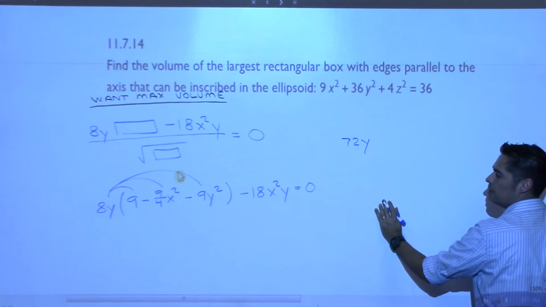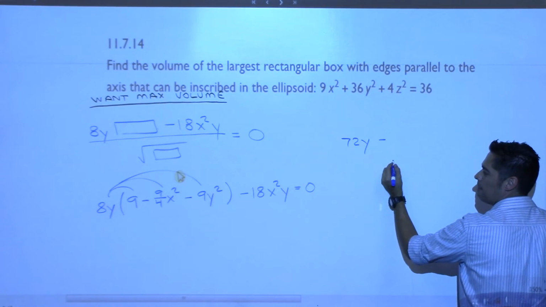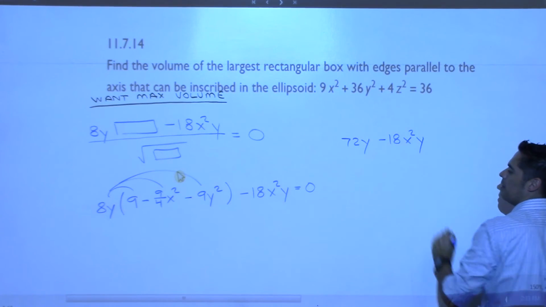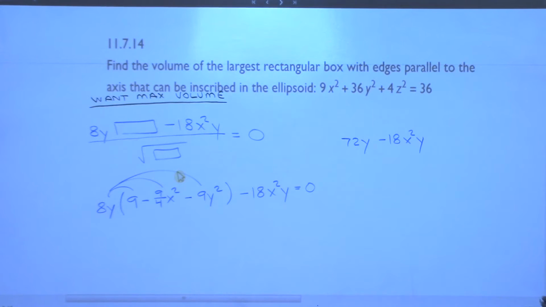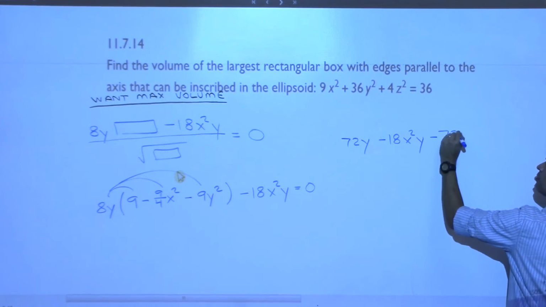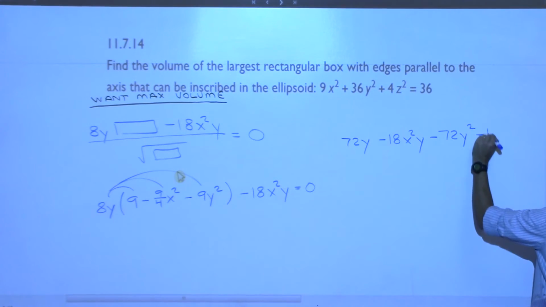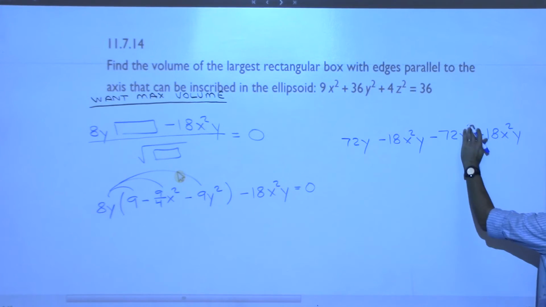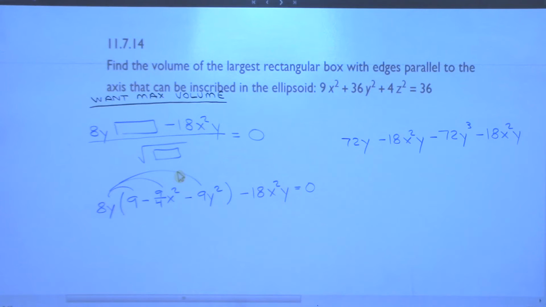72y minus 18x squared y minus 72y squared minus 18x squared y, where? Y cubed, yes, thank you. Minus 18x squared y equals 0.